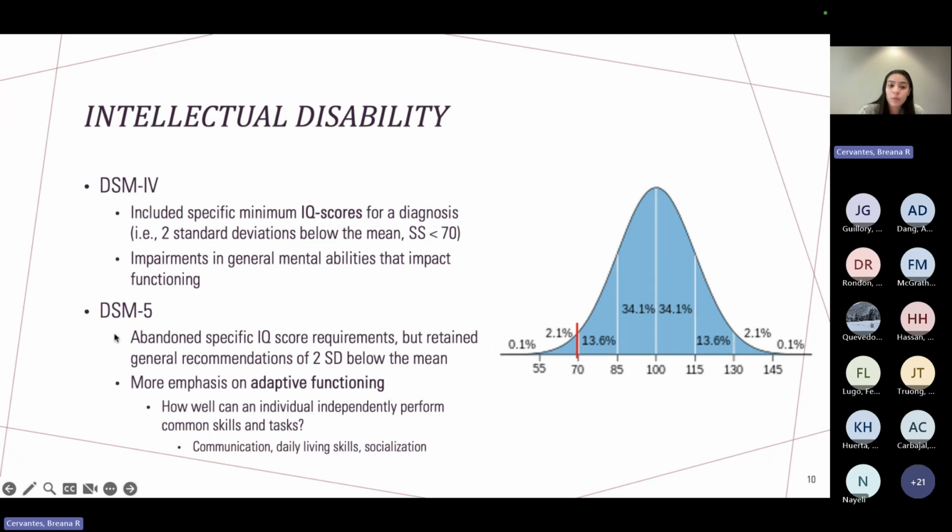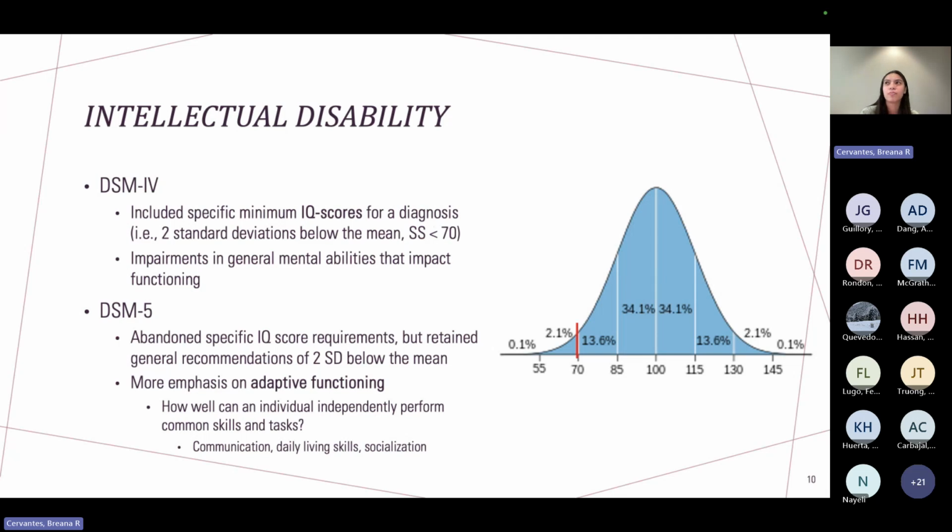So that's DSM-4. We're now at DSM-5. So from 2013 and onwards to the present, we've abandoned the specific IQ score requirement, but we have retained general recommendations of 2 standard deviations below the mean. So we still use this, and this is what I said on Wednesday.